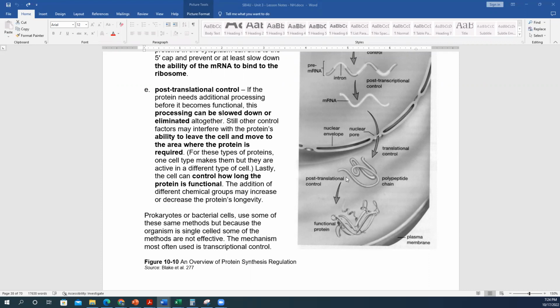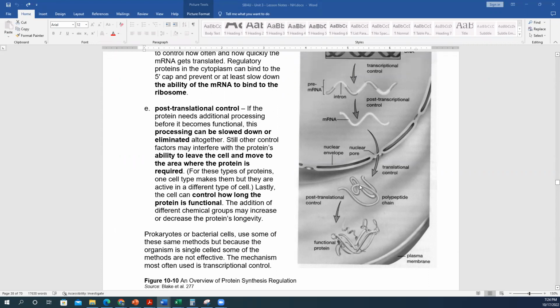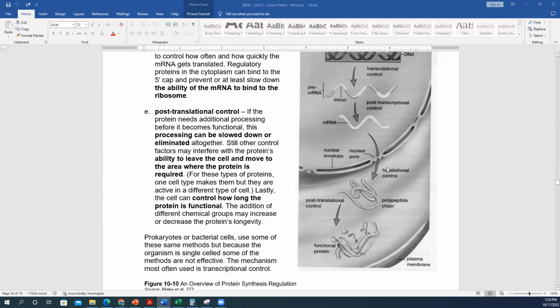Just like eukaryotic cells, prokaryotic cells also use some of these methods, but because these are single-celled organisms, not all of these methods are utilized to that same extent. In prokaryotes, the mechanism that's most often used is transcriptional control. It's at the level of transcription.